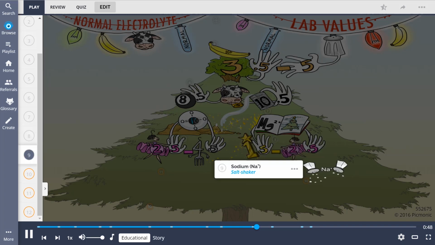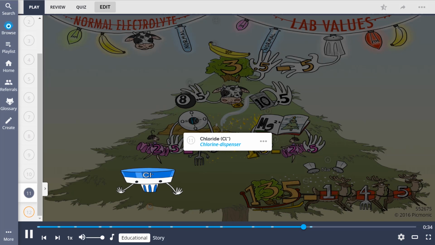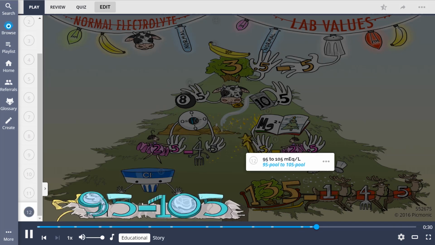Sodium, the salt shaker, is an important electrolyte which helps with nerve conduction and muscle contraction, which has a normal value of 135 to 145, shown as the 135 sleigh being pulled by the 145 reindeer. Finally, chloride, the chlorine dispenser, is helpful in modulating neuronal firing and acid-base homeostasis, and has a normal serum level of 95 to 105, the 95 pool to the 105 pool.